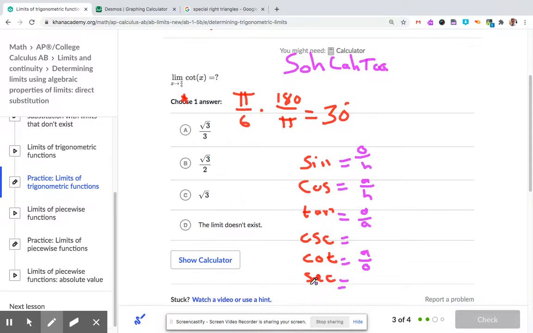Secant has a C and an S in it. Which one starts with a C and an S? Cosine. So secant is the reciprocal of cosine, which would be hypotenuse over adjacent. And our last one, cosecant, I just filled in. I took care of cosine already, so cosecant is the reciprocal of sine, hypotenuse over opposite. In this case, we're dealing with cotangent, adjacent over opposite.